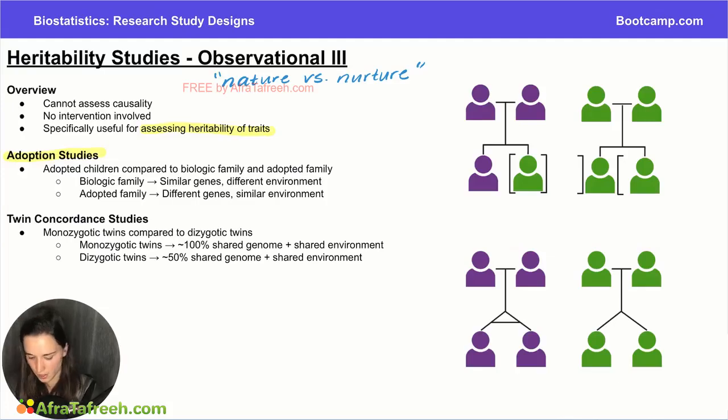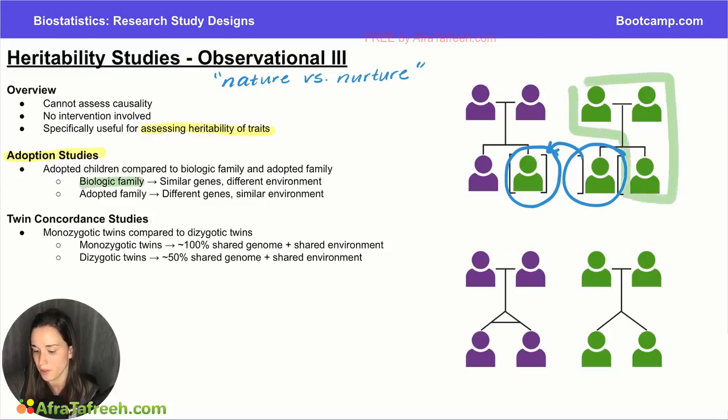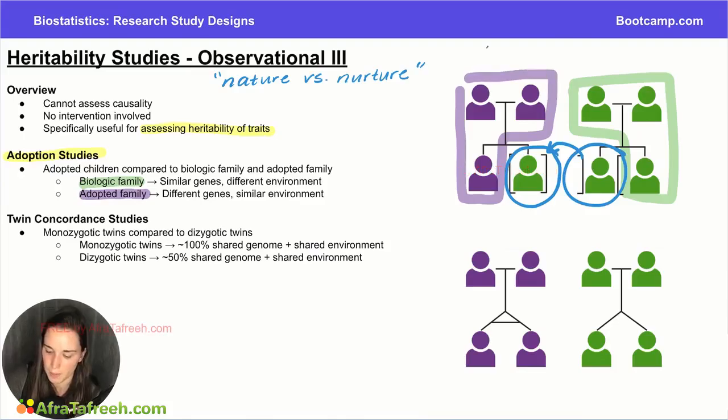In adoption studies, adopted children are compared to both their biological and their adopted families. So we're going to follow this individual here, and this individual gets adopted out of the green family into the purple family. This adopted child has similar genes to their biologic family, but they live in a different environment. So the biologic family serves as a control for genetic contributions to the trait. On the other hand, the adopted family shares the same environment, but has a different genetic background. So here we have same environment, but different genes. And here we have different environment and similar genes.